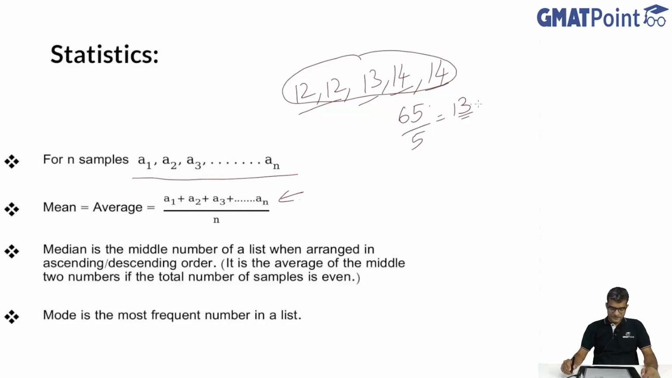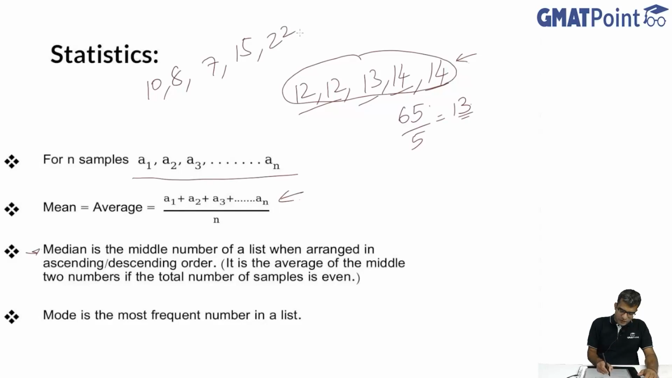What is the median of these numbers? To calculate the median, you have to arrange these numbers in ascending order. Suppose you are given 5 numbers, these numbers are already in ascending order. But suppose you are told that the list of numbers is say 10, 8, 7, 15, 22 and say 19. You are given numbers which are not sorted, they are not in ascending order or in descending order. So make them in ascending order. The smallest is 7, followed by 8, followed by 10, followed by 15, then 19 and 22.